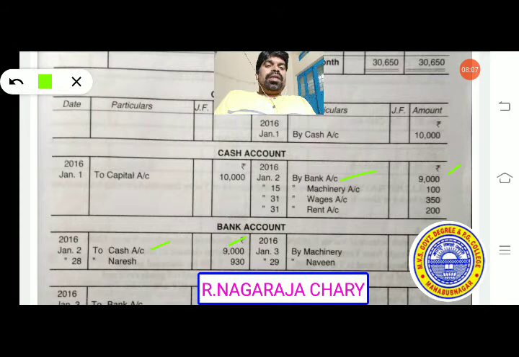So what is the entry here? Bank account debit to cash account. So bank account is recorded in the cash account on the credit side, that is 9,000. The same aspect is recorded on the bank account debit side to cash account. Okay, this is the second entry.